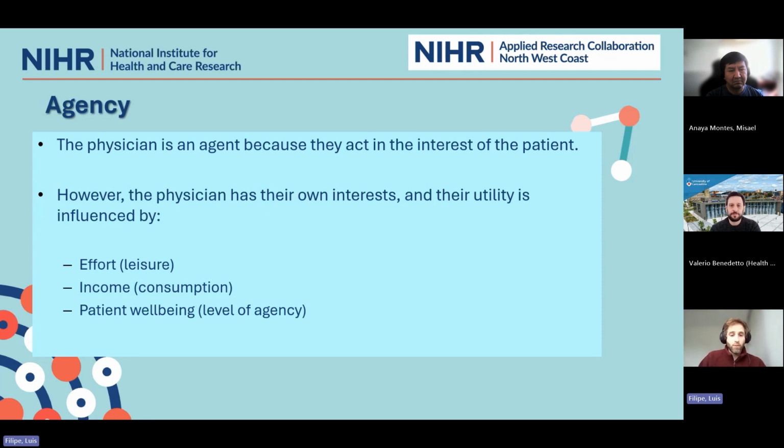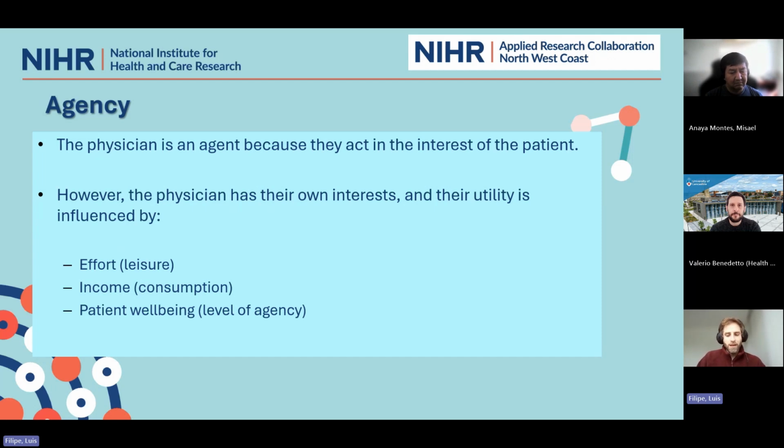But then we actually believe that in the case of physicians, patient well-being is also important. So there is this level of agency where the physician wants to do the best for their patients. But this can conflict. For instance, if you want to do the best for the patient, you probably need to put in more effort. But if you put in more effort, you have less leisure time. So one increases your utility, but the other one may decrease it.